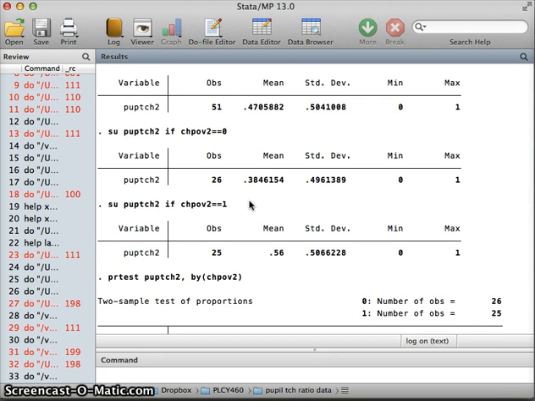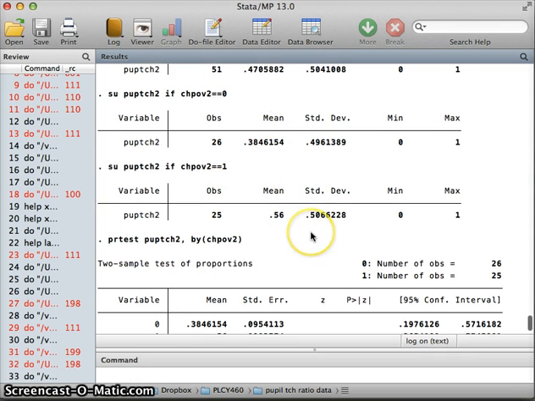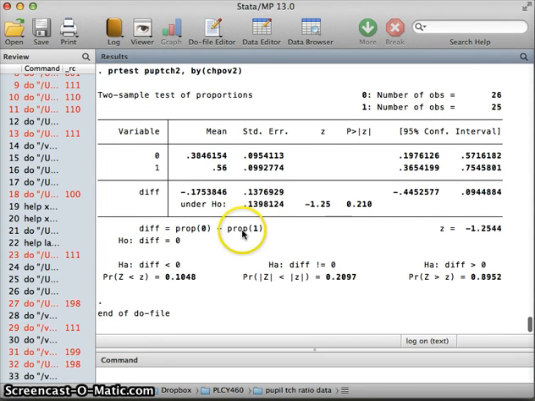The percentage of states that have high pupil-teacher ratios in the group of states that has low child poverty is 38%. The percent of states that has high pupil-teacher ratios and high child poverty, child poverty equals 1, is 56%. So we can see that there's a positive relationship between these two variables. Now the question is whether the statistical test would be able to tell us that these two proportions are actually different in the population. The mean difference is about 0.17.